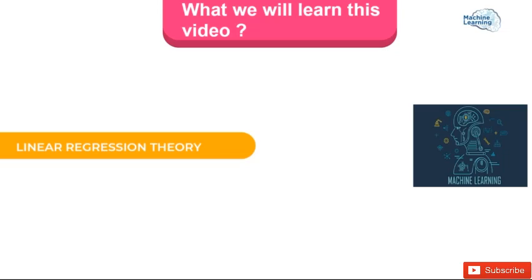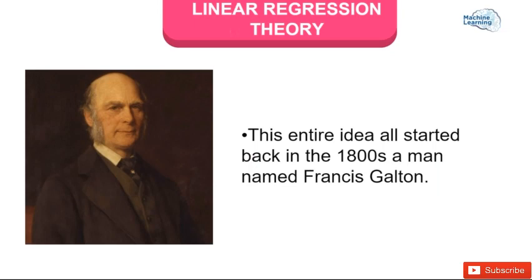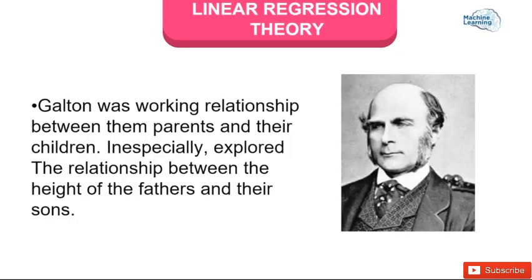Linear regression. So the entire idea all started way back in the 1800s, believe it or not. There was a man called Francis Galton, and Galton was working on relationships between parents and their children. Especially, he was exploring the relationship between the height of the fathers and their sons. What he discovered was that a man's son tended to be roughly as tall as his father. However, Galton's breakthrough was that the son's height tended to be closer to the overall average height of all people.